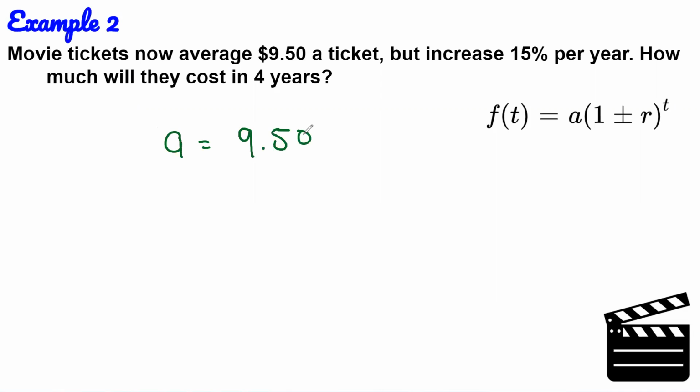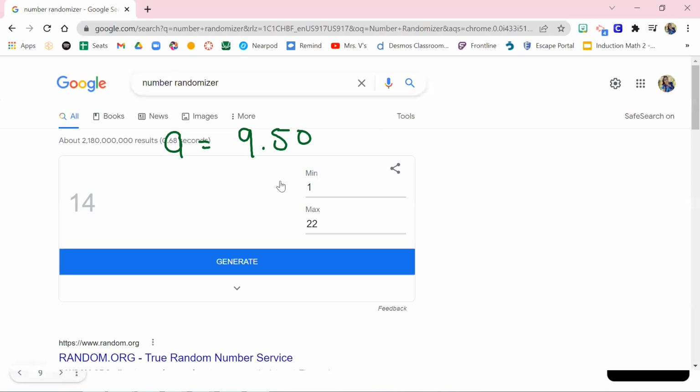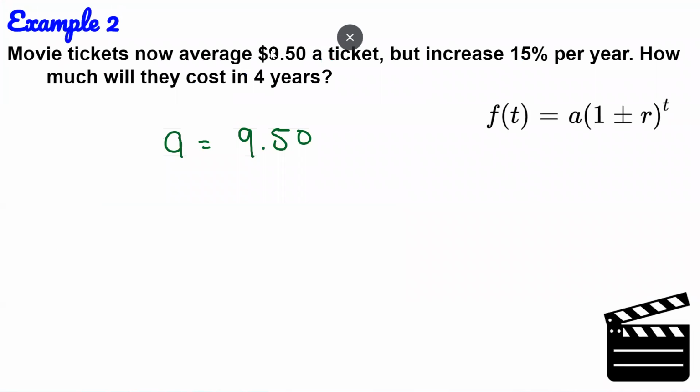Okay. Now, what's going to be my rate? Let's go ahead and randomly select another person. Zenas, what is my beautiful rate? What is my R? 0.15. So my rate is going to be 0.15.